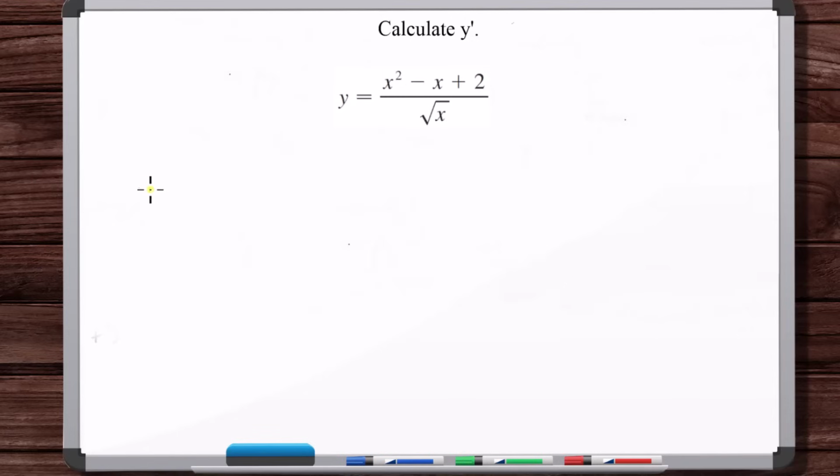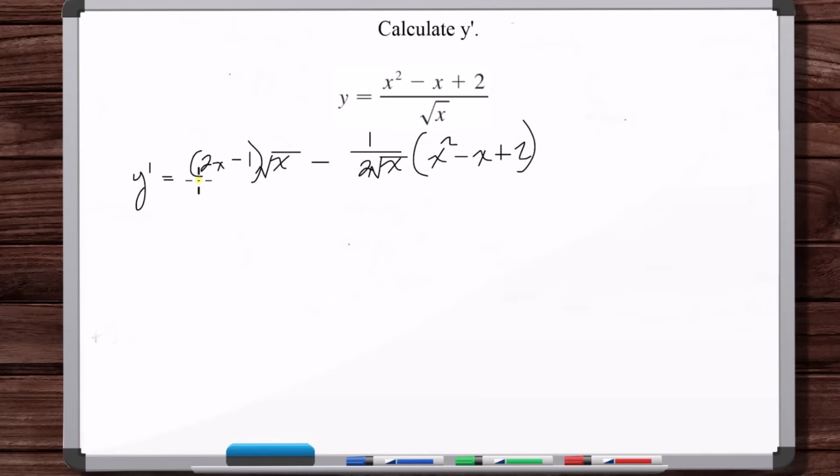Okay, let's use the quotient rule. Derivative of the top. What is the derivative of x squared minus x plus 2? That's 2x minus 1 times the bottom minus the derivative of the bottom. What is the derivative of square root of x? 1 over 2 root x times the top, all over the bottom squared.